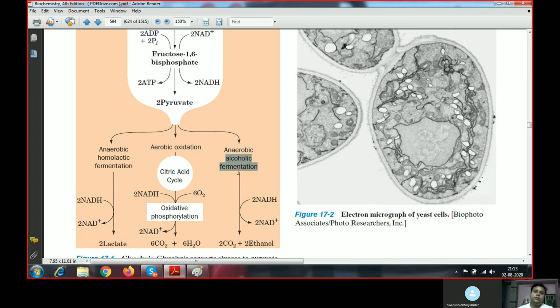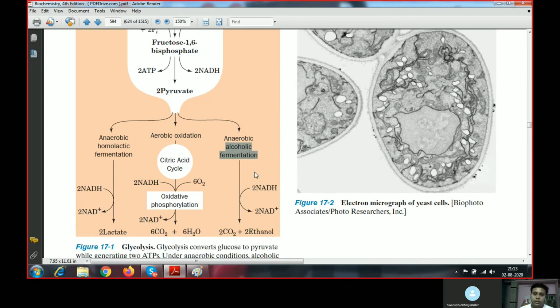So the first step is the removal of carbon dioxide, catalyzed by an enzyme called pyruvate decarboxylase, which converts pyruvate to acetaldehyde. Then you are using 2 molecules of NADH, so that NADH can donate the hydrogen into the acetaldehyde structure, so that you can generate ethyl alcohol. So this is another fate of pyruvate.